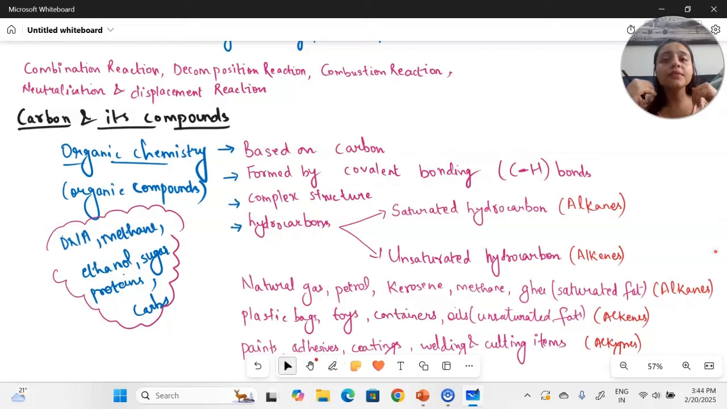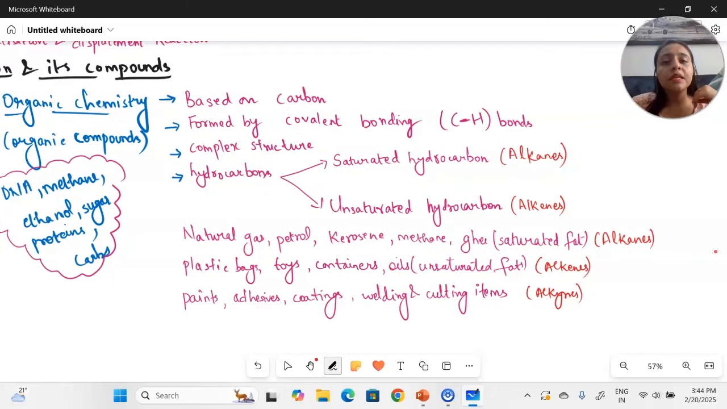If we give certain examples of saturated hydrocarbons, the natural gas, petrol, kerosene, methane, ghee, even saturated fat, they all come under the alkanes. And plastic bags, toys, containers, oils, these are all unsaturated. Oils, that is unsaturated fats like olive oil or any soya oil, form double or triple bonds. That is why they are unsaturated. And the paints, adhesives, coatings, welding and cutting irons come under alkynes. So we will see in detail about the alkanes, alkenes and alkynes.